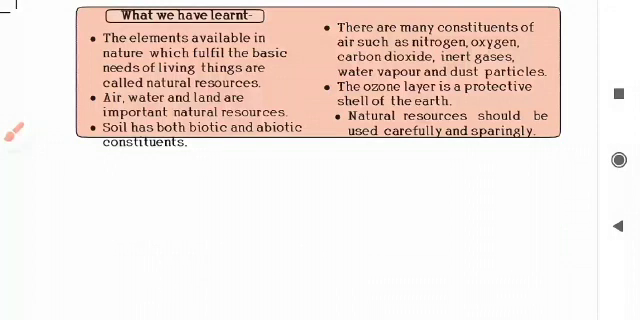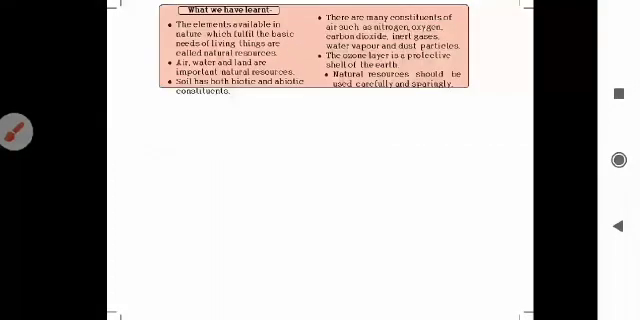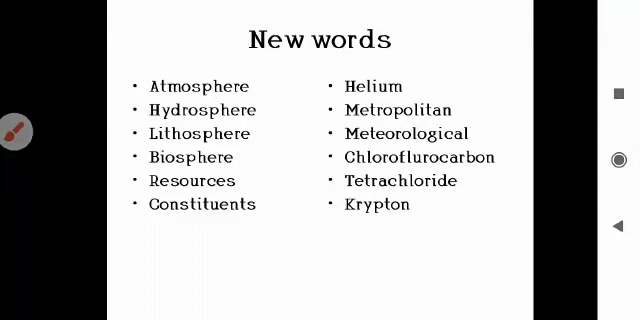So students, read the lesson thoroughly and for further information refer to the Diksha app. Now, new words. Write down these new words in your notebook 5 times. Atmosphere, hydrosphere, lithosphere, biosphere, resources, constituents, helium, metropolitan, meteorological, chlorofluorocarbon, tetrachloride, and krypton.